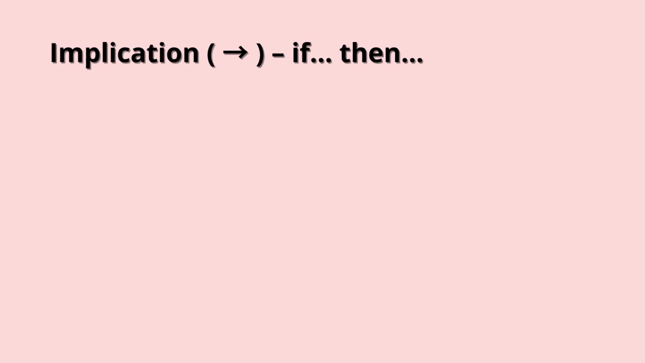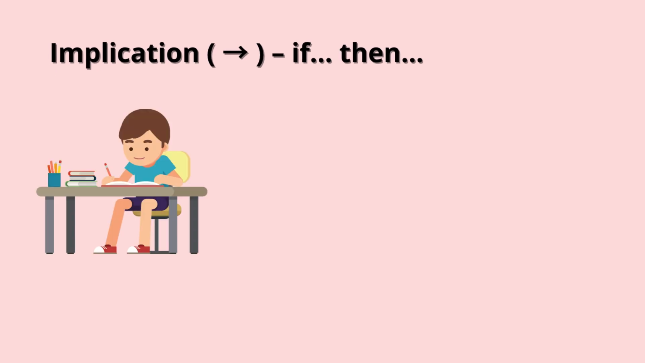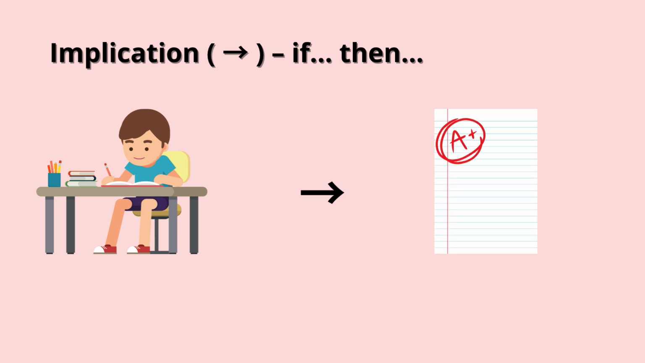And this is another symbol we discussed earlier. This symbol is called implication, or if-then. The statement is only false if P is true and Q is false, and the rest are always true. For example, if I study, I will pass the exam.